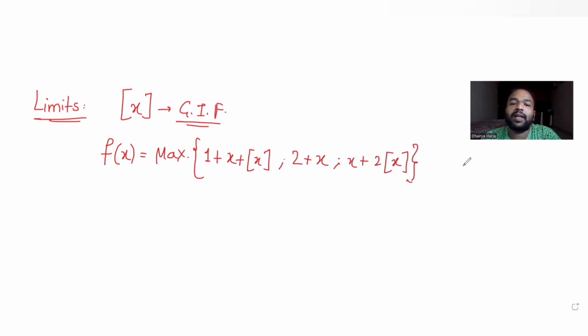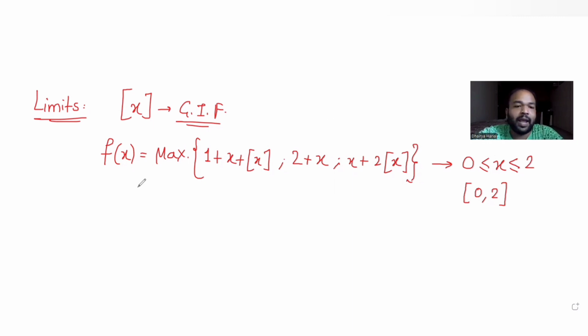We have been told that this f of x is defined for all values from x equal to 0 to x equal to 2. If I want to denote it in terms of brackets, I can denote it as a closed interval, since 0 is included and 2 is also included. So x basically lies from 0 to 2.